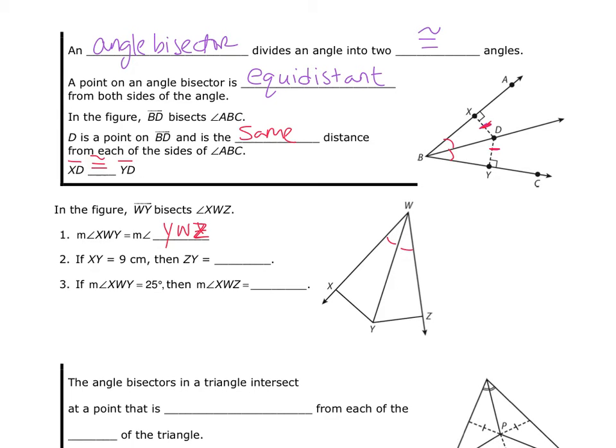All right, so if XY is 9, then that means that ZY should also be 9, so it's the same distance away from the edge of the angle. If XWY is 25 degrees, and we want XWZ, notice we've got 2 of those. We need to double it, so we would get 50 degrees total for that missing angle.